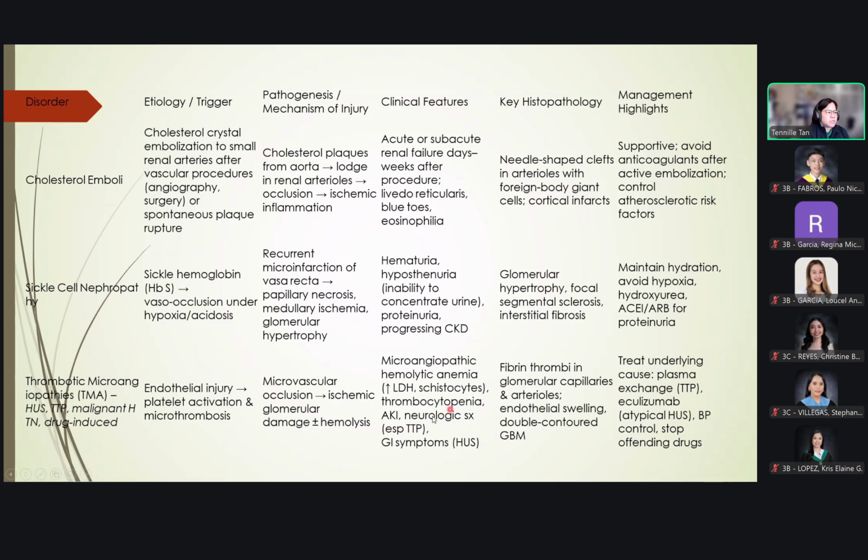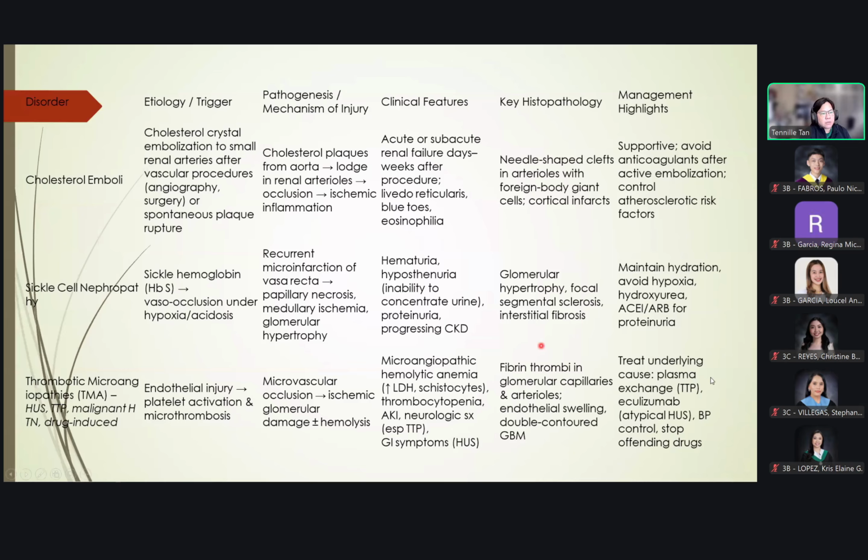So your clinical features for microangiopathic hemolytic anemia, you might have increased LDH, schistocytes, and thrombocytopenia, acute kidney injury. Sometimes patients will have neurologic signs and symptoms, especially for TTP, or GI symptoms for HUS. So key histopathology: fibrin thrombi in glomerular capillaries and arterioles. You can have endothelial swelling, and you can also have your double contoured glomerular basement membranes.